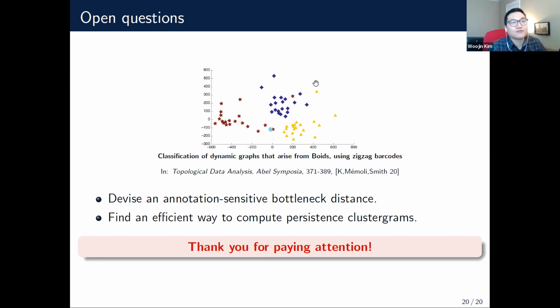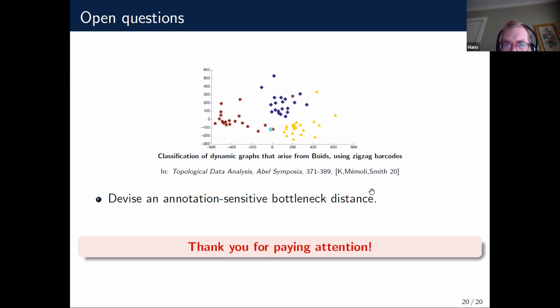Yeah, who raised a hand? Hans? Hello. Hi. I wonder if you could say anything more about the co-image construction.